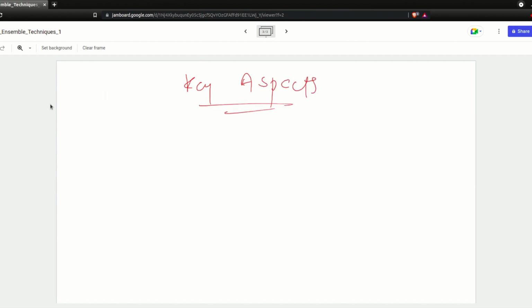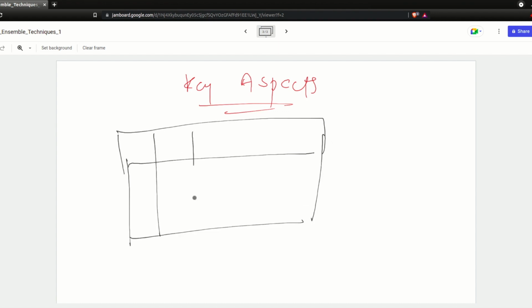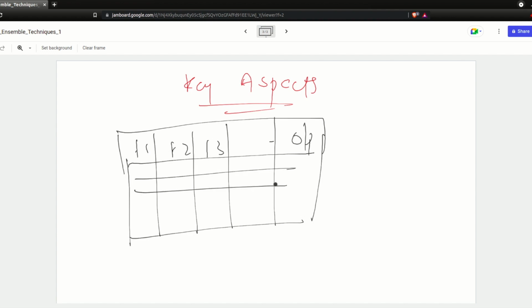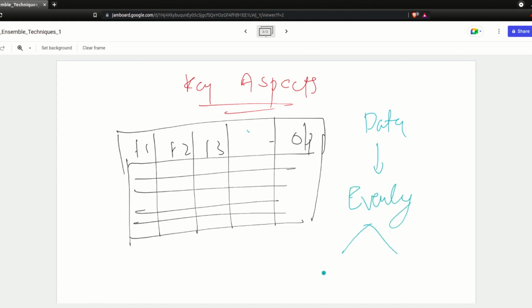So first of all, consider this is our data. There are multiple rows. These are, let's say, feature 1, feature 2, feature 3 and so on, and this is our output feature. There are multiple rows and columns. What will happen? This data might be evenly distributed, or not. Same as in the case of data qualities and features.